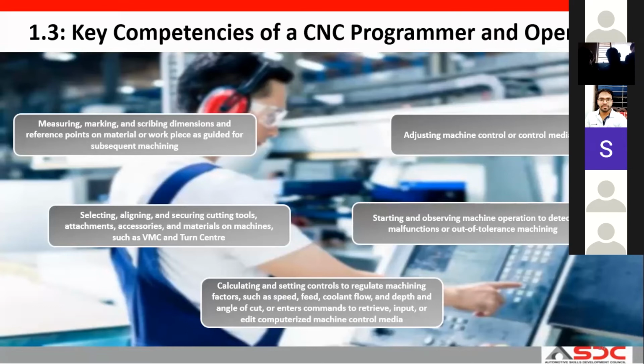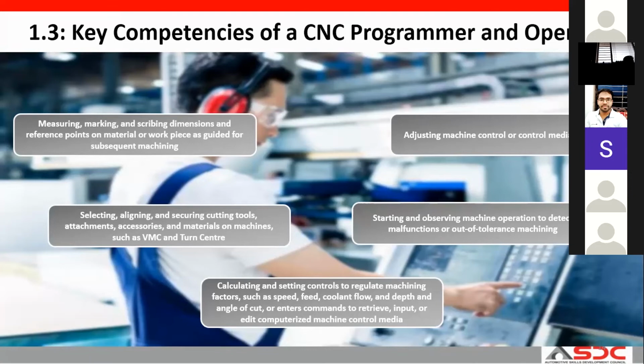Undo is not a word in our dictionary, because if the program is incorrect, the tool is incorrect, or the offset is incorrect, then an accident may happen. That can destroy the tool, the workpiece, and the machine. So the operator and programmer should know the control and control media of the machine. Then selecting, aligning, and securing cutting tools, knowing which cutting tool is required to achieve the particular shape and size, and its attachments and accessories like dial gauge and other things. He should know this in the operation and programming of the VMC and lathe machine.